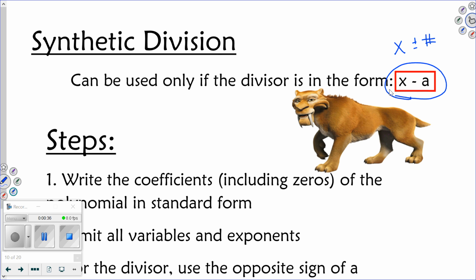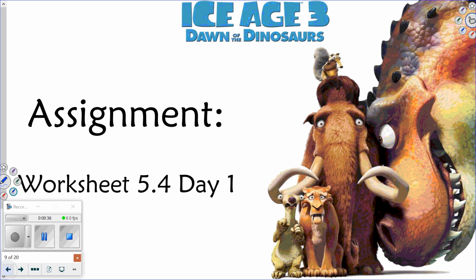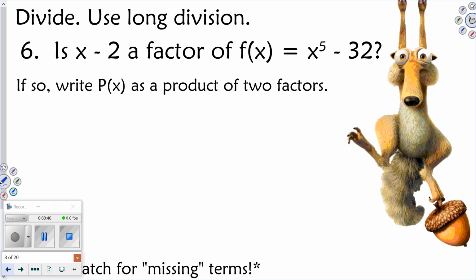So if I flip back through real quick to some of the ones that we did yesterday, is that in that form? Is it just x and then a number? That's x to the fifth. So no. Oh, wait, I lied. That's what I'm dividing by. I looked at that backwards. So if that was what I was dividing by, no. This is what I'm dividing by. Yes, it's just x and a number.